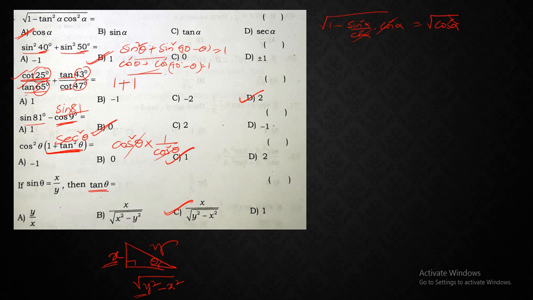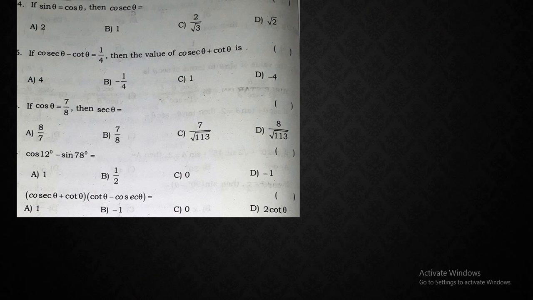Next, moving on to one more question. So sin theta is equal to cos theta. When is it possible? Sin theta is equal to cos theta is possible when theta is equal to 45 degrees. Then what is cosecant 45? Cosecant 45 is nothing but the reciprocal of sin 45. Sin 45 is 1 by root 2. So cosecant 45 is root 2.